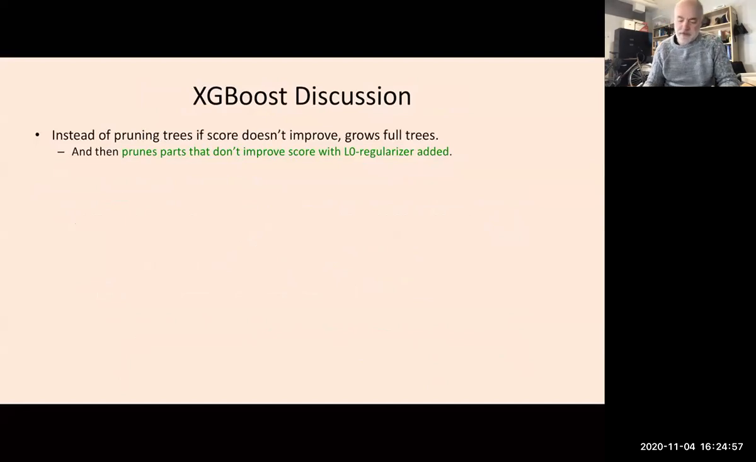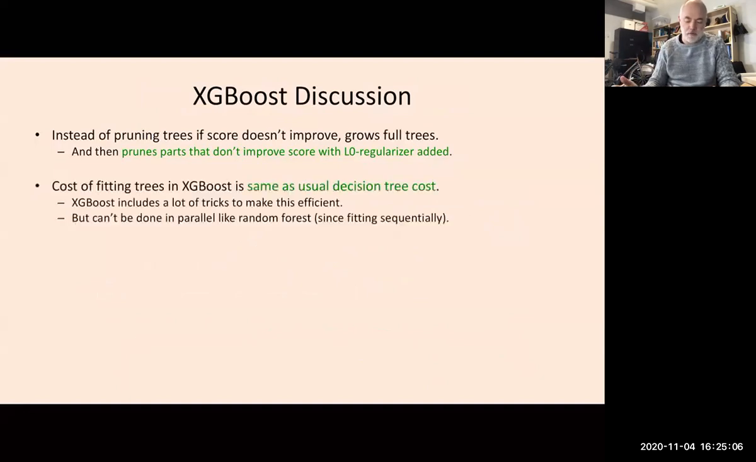So, what is XGBoost doing? Instead of stopping when the score doesn't improve, it grows full trees and then prunes parts away that don't improve the score with the L0 regularizer that we just talked about. The cost of fitting trees in XGBoost is the same as the usual decision tree cost, but the actual code and implementation for XGBoost has lots and lots of tricks to make this efficient.